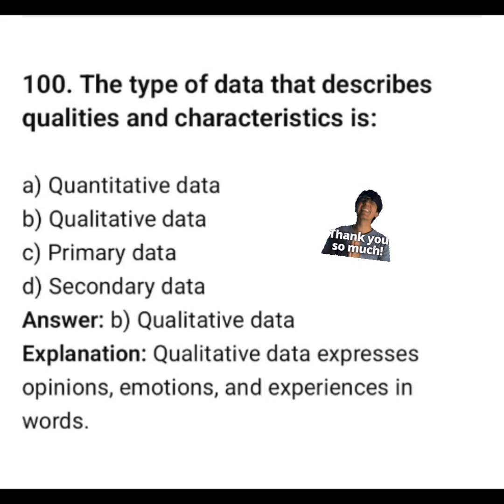The type of data that describes qualities and characteristics is: quantitative data, qualitative data, primary data, secondary data. The correct answer is option B, qualitative data. Qualitative data expresses opinions, emotions, and experiences in words.